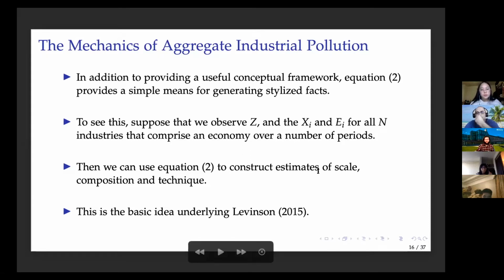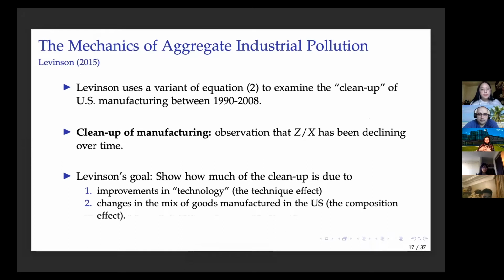And this is essentially what Levinson is trying to do. He's taking this Grossman and Krueger idea really seriously and trying to get estimates of each of these channels. And so Levinson essentially operationalizes this by figuring out how you can construct that decomposition in a way that works with observed data.